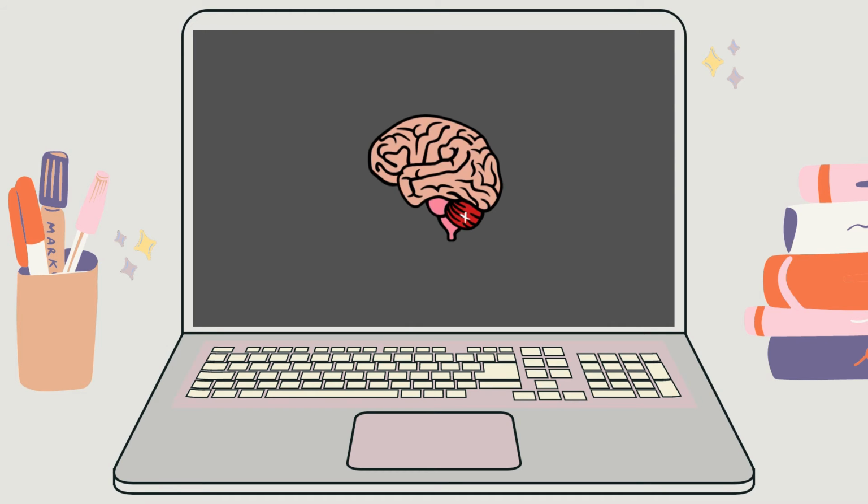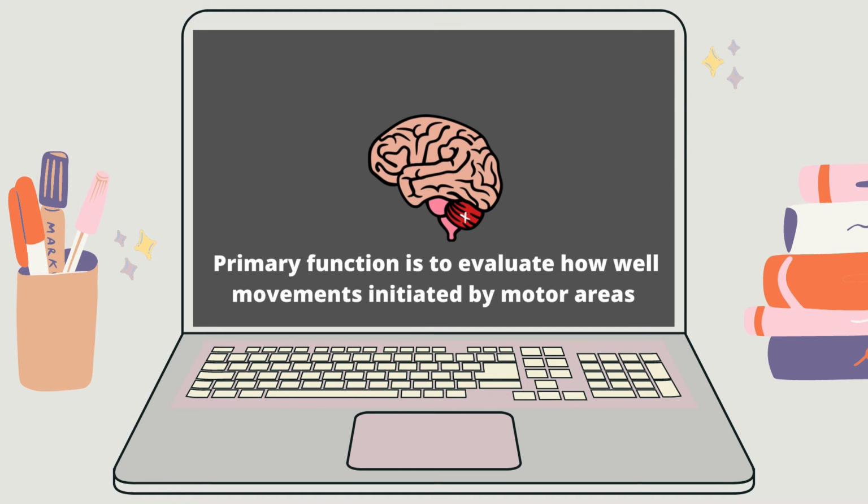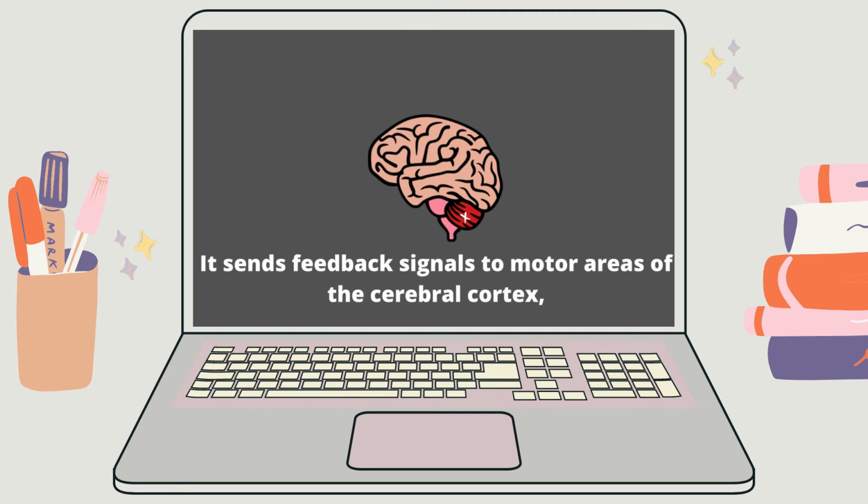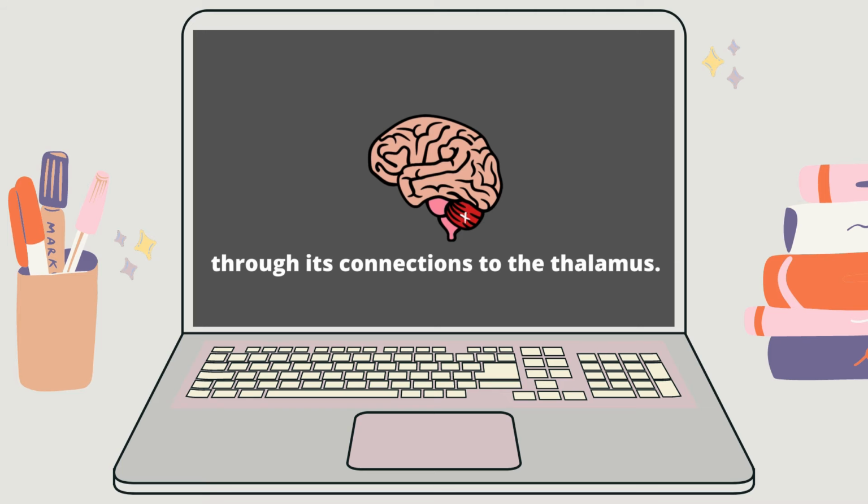Cerebellum is the second largest part of the brain. Its primary function is to evaluate how well movements initiated by motor areas in the cerebrum are actually being carried out. When movements initiated by the cerebral motor areas are not being carried out correctly, the cerebellum detects the discrepancies. It sends feedback signals to motor areas of the cerebral cortex through its connections to the thalamus.